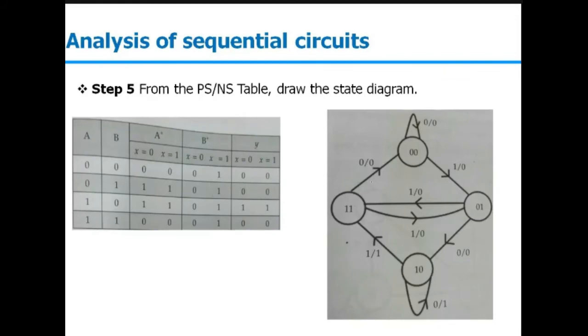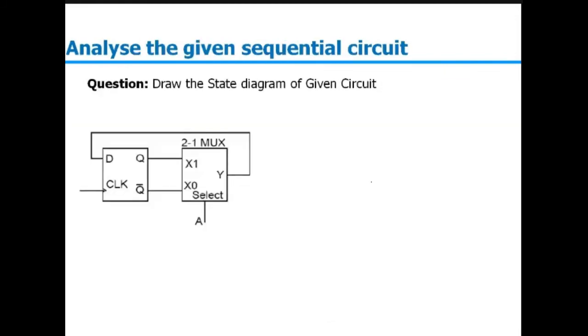Okay, let's solve one more example. Draw the state diagram of this given circuit. We will go step by step again. So the first step is to analyze the circuit, to identify the different components. So here we are having a D flip-flop and one mux, where y will be equal to x0. Now you need to see x0 is given downside, so don't get confused. X0 is the 0th input only. So when A is equal to 0, y will equal x0. When A is equal to 1, y will be equal to x1.